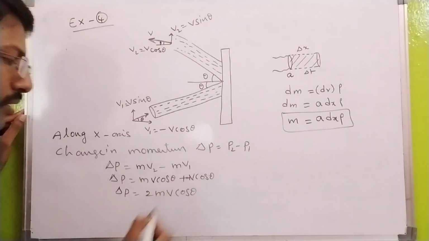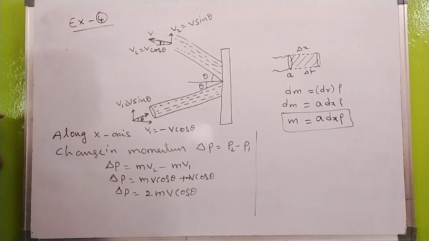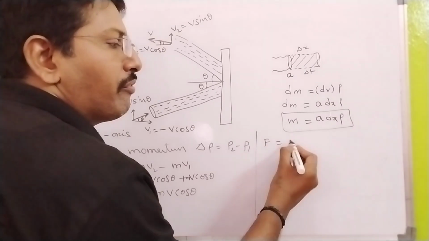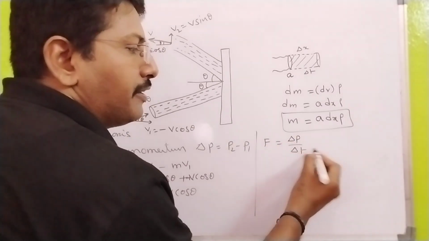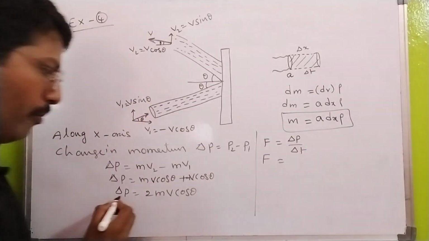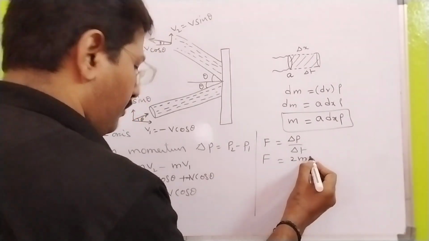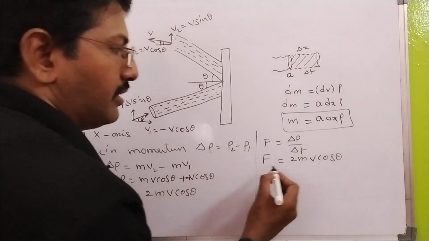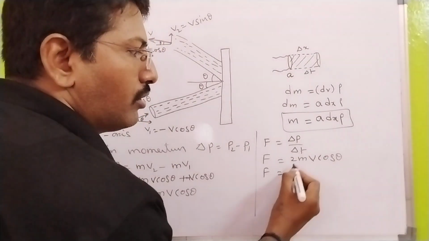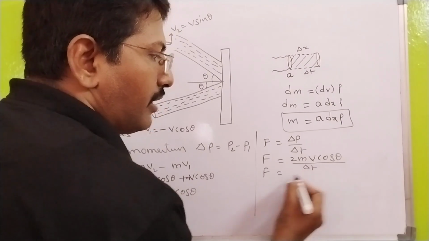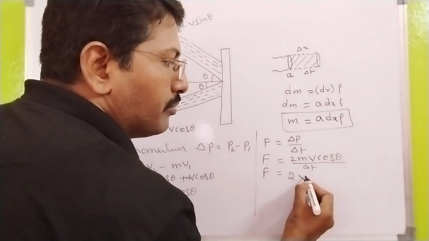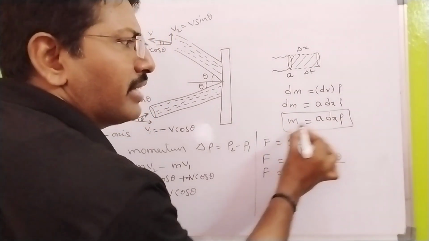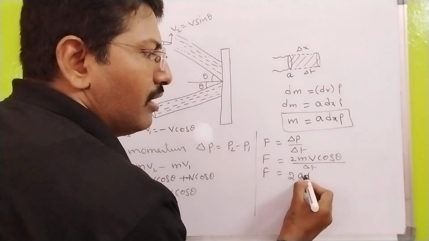What are they asking in the question here? How much force is exerted by the water on the wall? According to Newton's second law, F is equal to dP by dt. So F is equal to the change in momentum we calculated, 2 m v cos theta. Mass can be written as volume into density, and this is the velocity. Here I will write delta T, so F is equal to 2 into volume, which is A dx, times rho v cos theta.